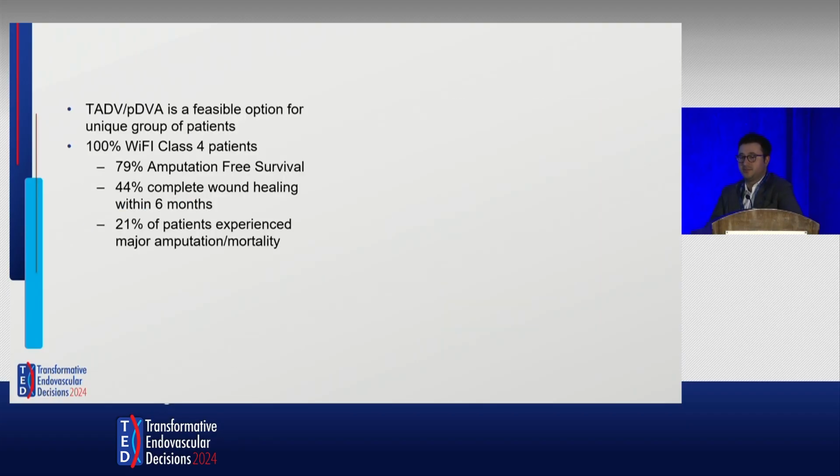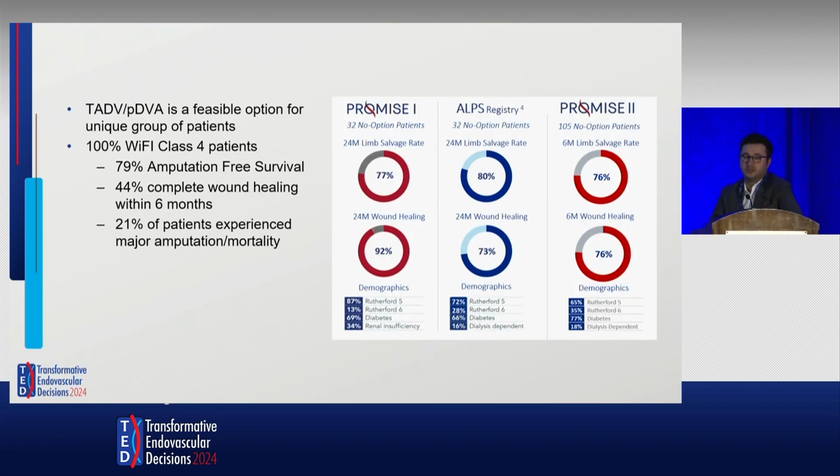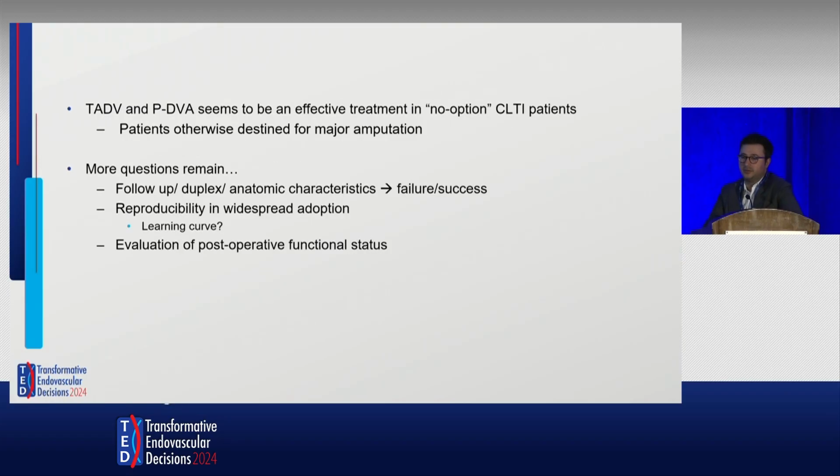Right, so in my experience, we had 79% amputation-free survival, 44% complete wound healing at 6 months. 21% of these patients, though, underwent amputation, and all patients who underwent amputation died. And that's similar to the experience reported by the LimFlow investigators. So TADV, PDVA seems to be an effective treatment in no-option CLTI patients, and this is a therapy reserved for patients who'd otherwise undergo major amputation.